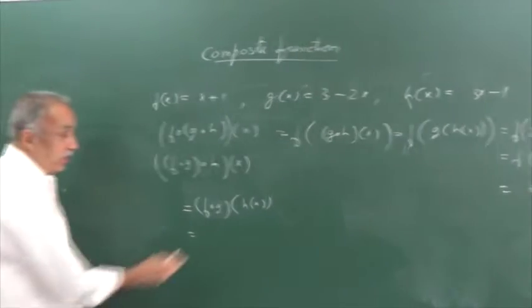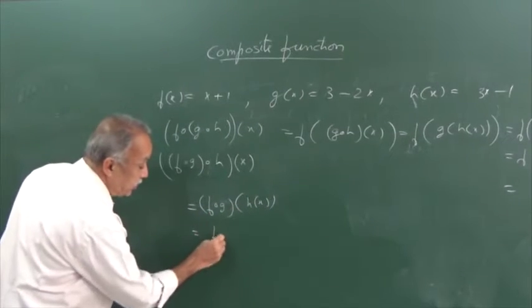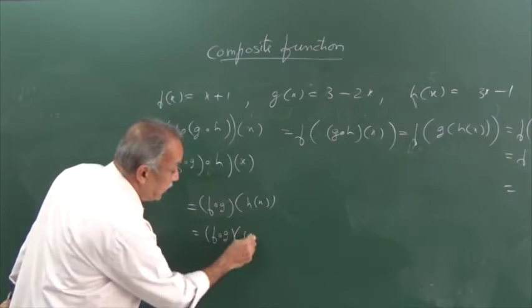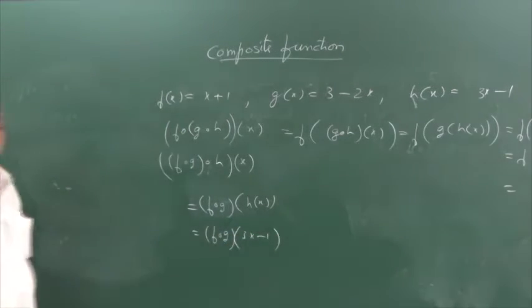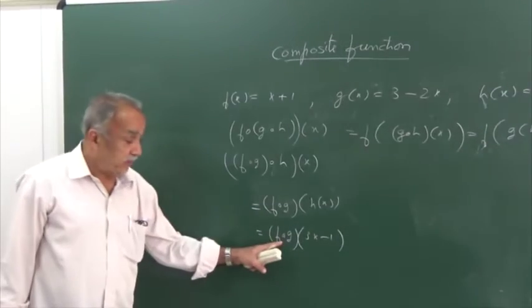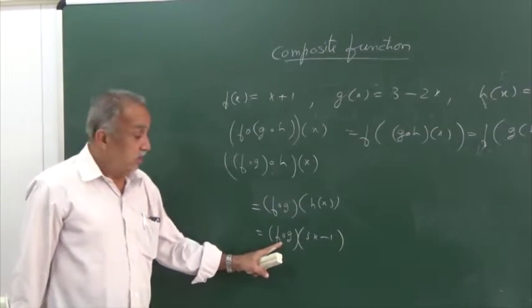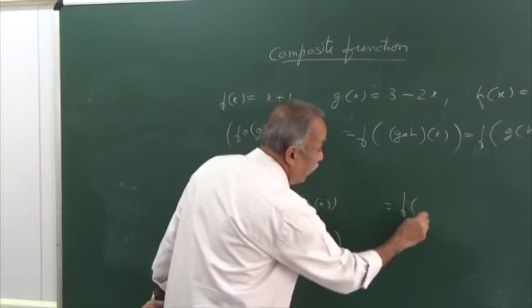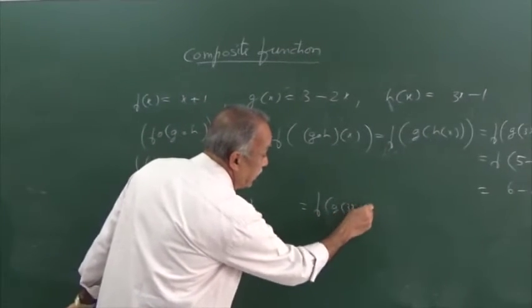Agreeable? And when you apply the definition for H of x, it will give you f composite G of 3x minus 1. Now go for the definition of f composite G. This is f of G of 3x minus 1.